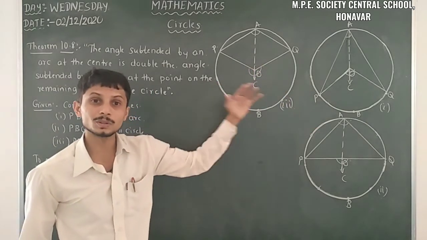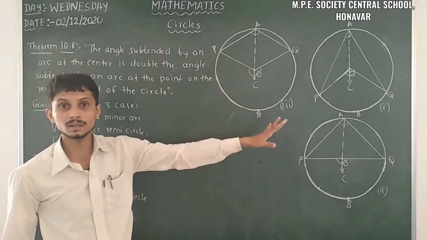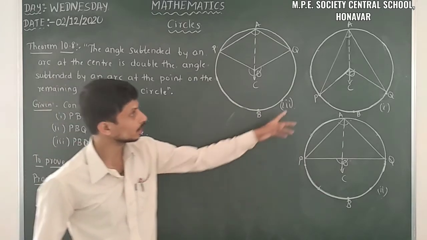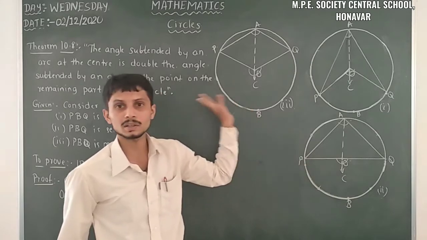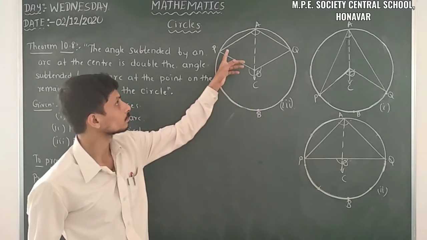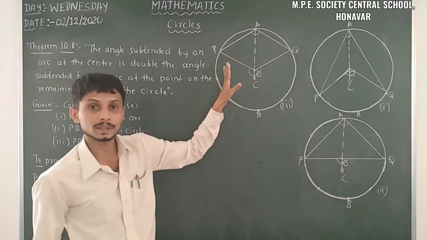So whatever the case, you can observe any circle here. In all the cases it looks the same. Here you can consider this also, and this also. As here I am considering this one. Whatever the case, here OA is equal to OP.